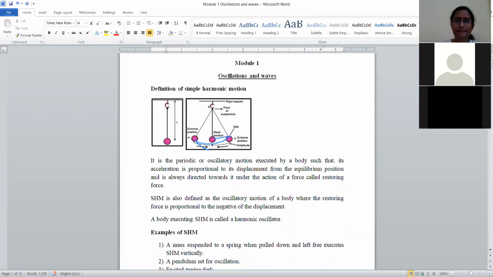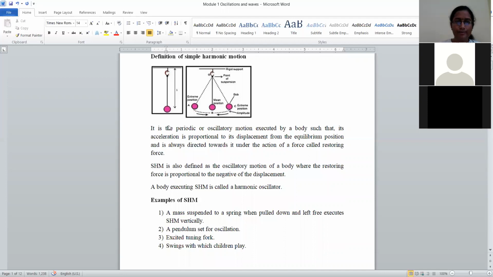So what are the examples? The examples include a mass or a bob extended by a thread, which is a pendulum, and it is set into oscillation. This is a simple pendulum. And also we can have a mass suspended by a spring.